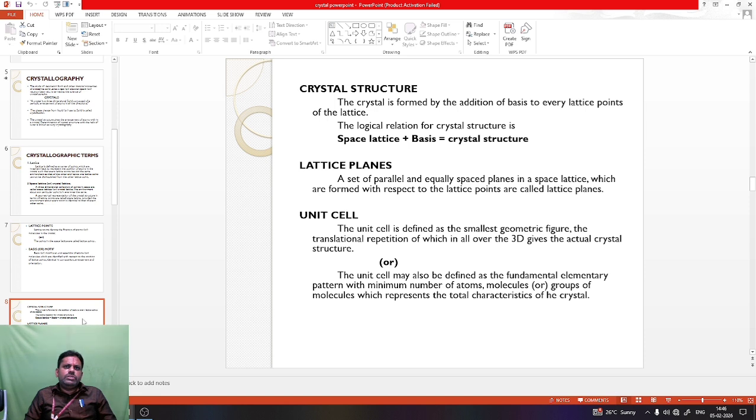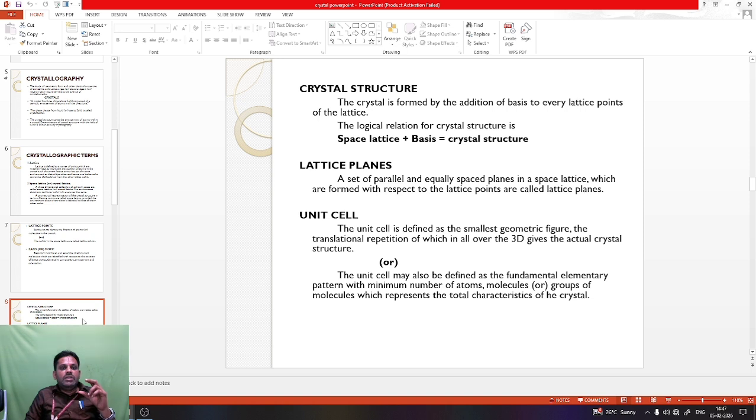So what is the unit of the human body? Cell. What is the unit of an animal? That is also cell, because human, animal and all living organisms are made up of cells. So the same as the structural building block, that is also called the unit cell.